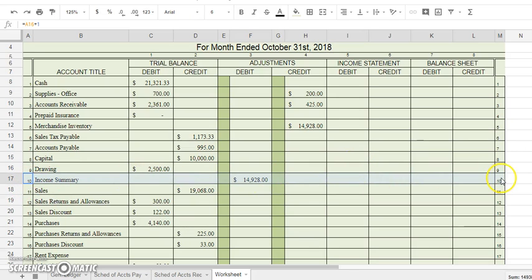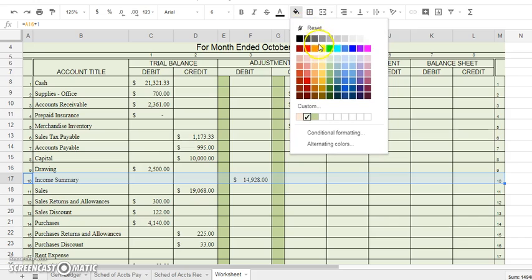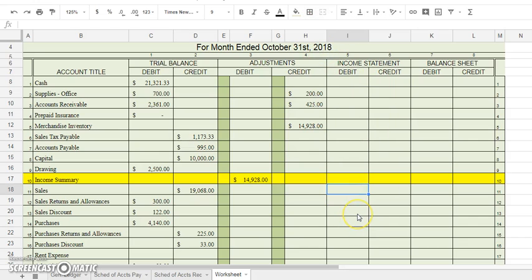Remember, the income summary is our dividing line. In fact, I'm going to make that yellow real quick. The income summary is our dividing line. Anything that is on the income summary line or below goes to the income statement. Anything that is above the income summary goes to the balance sheet. So I'm going to do that real quick, and then I'll bring the video back up.